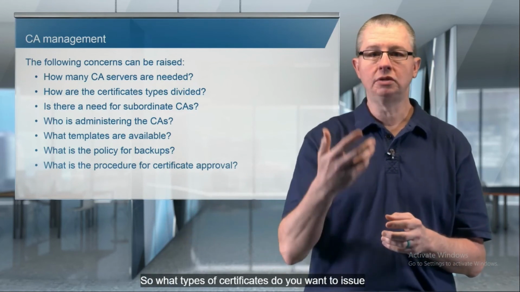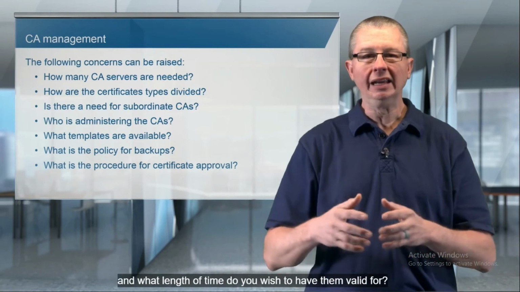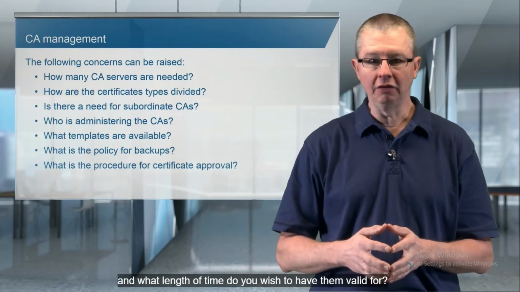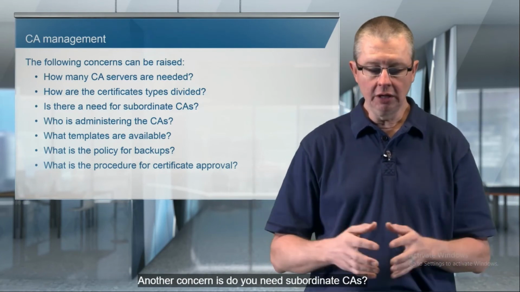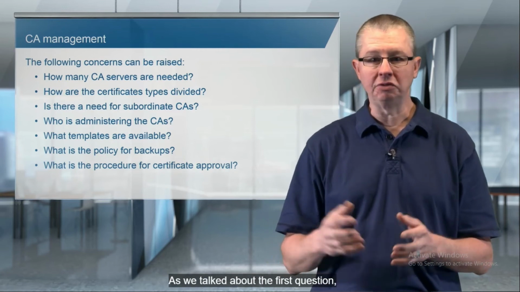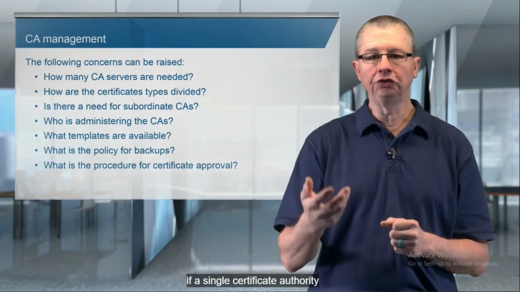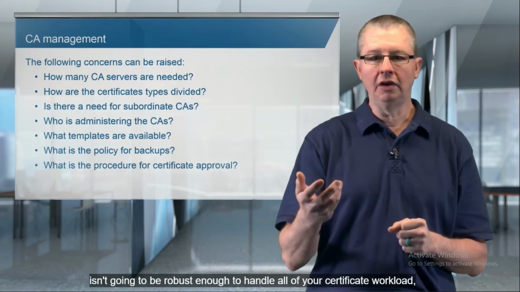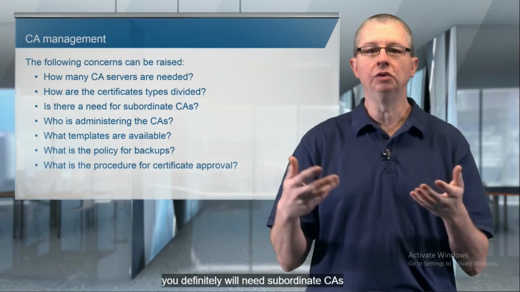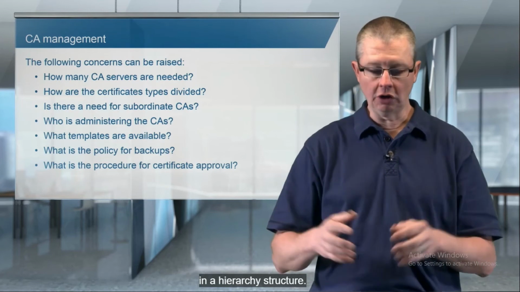So what types of certificates do you want to issue, and what length of time do you wish to have them valid for? Another concern is, do you need subordinate CAs? And as we talked about in the first question, if a single certificate authority isn't going to be robust enough to handle all of your certificate workload, you definitely will need subordinate CAs in a hierarchy structure.